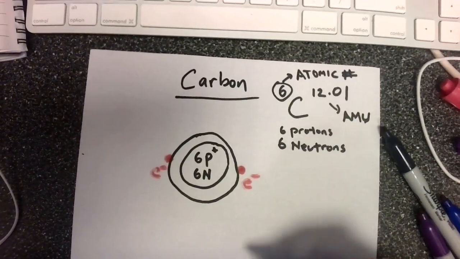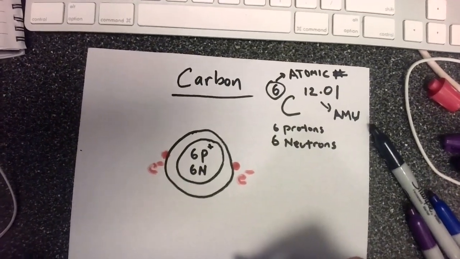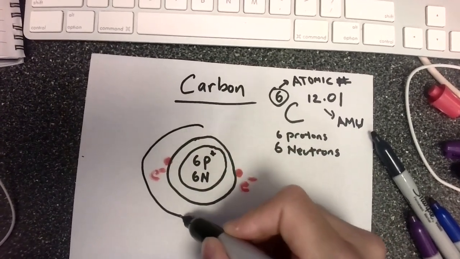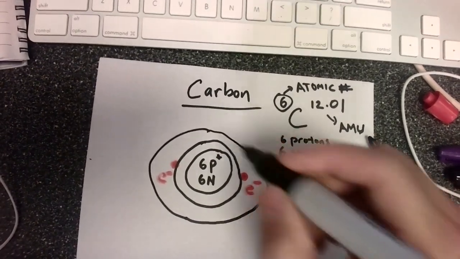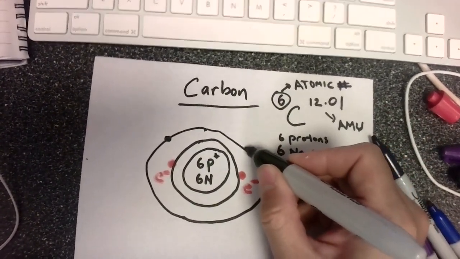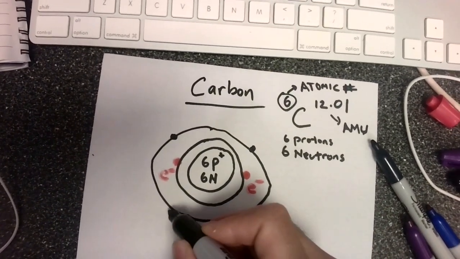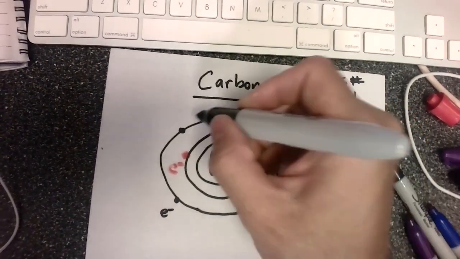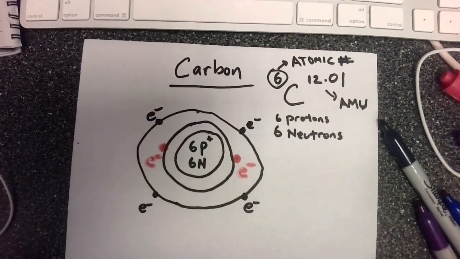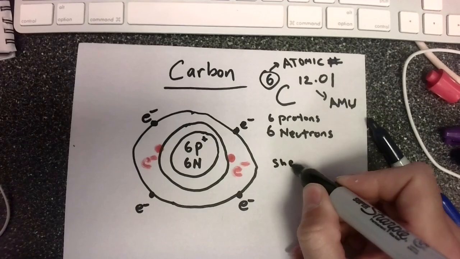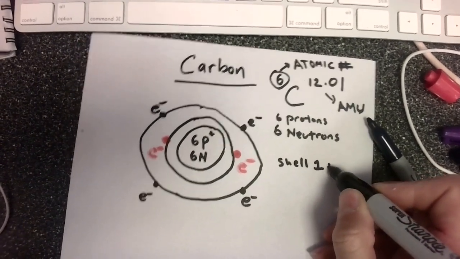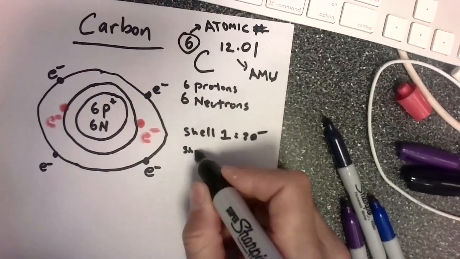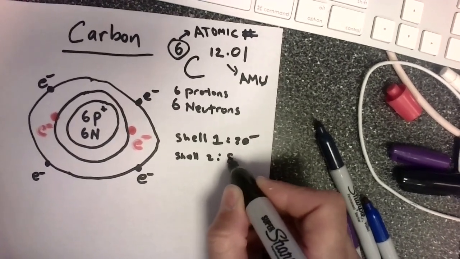I'm drawing them on the opposite sides because they're both negatively charged particles, which means that they will repel each other, so they would like to be as far away from each other as possible. And we've got a second shell, and in the second shell, we can have up to 8 electrons in this given shell. So shell 1 can have 2 electrons, and shell 2 can have up to 8 electrons.